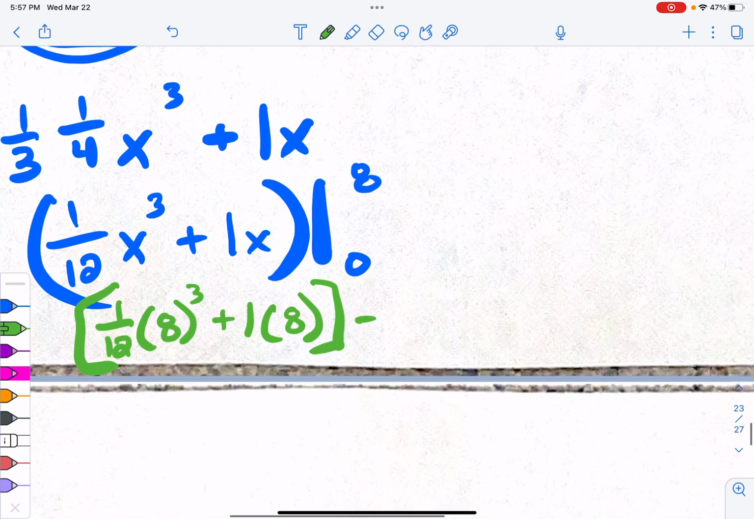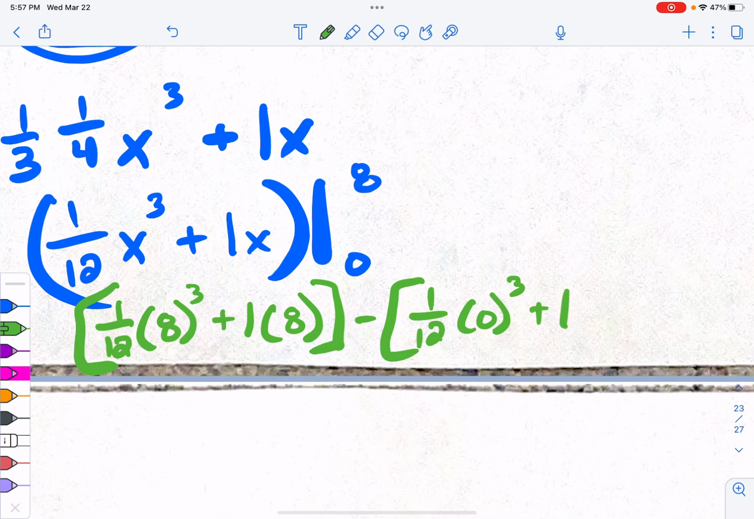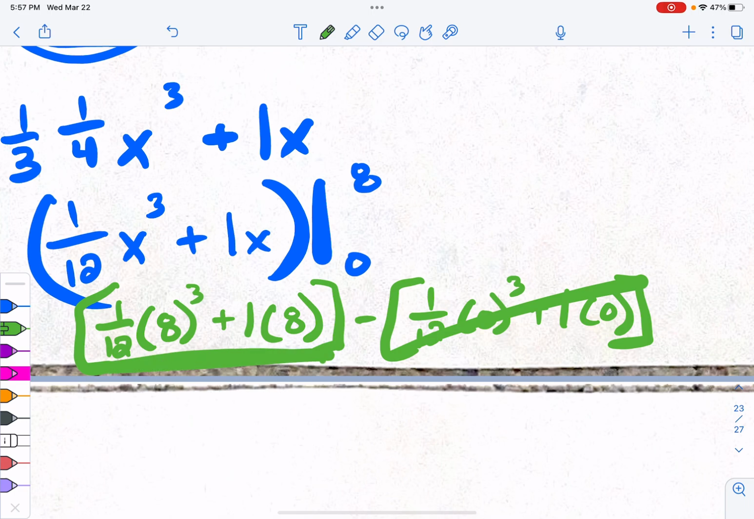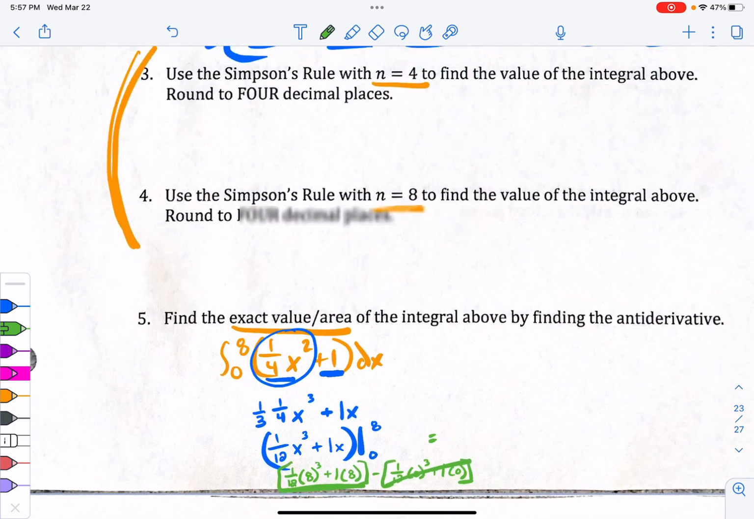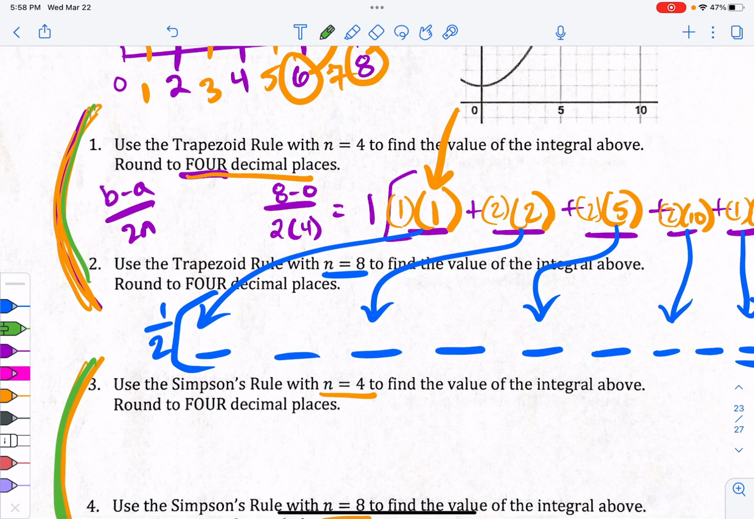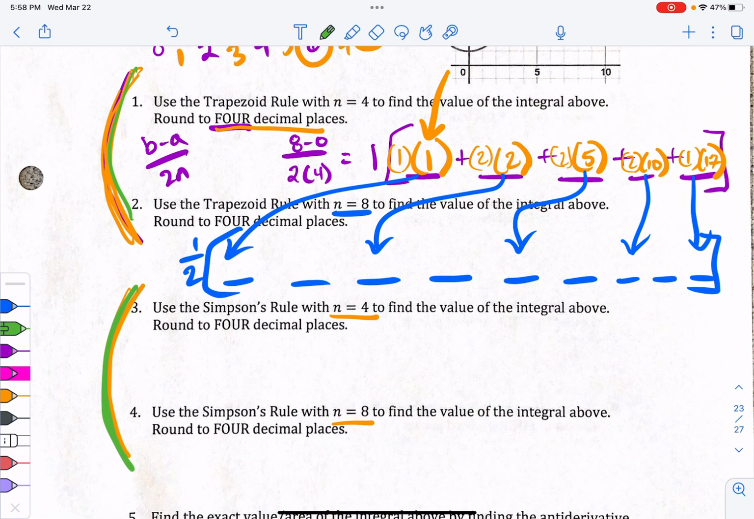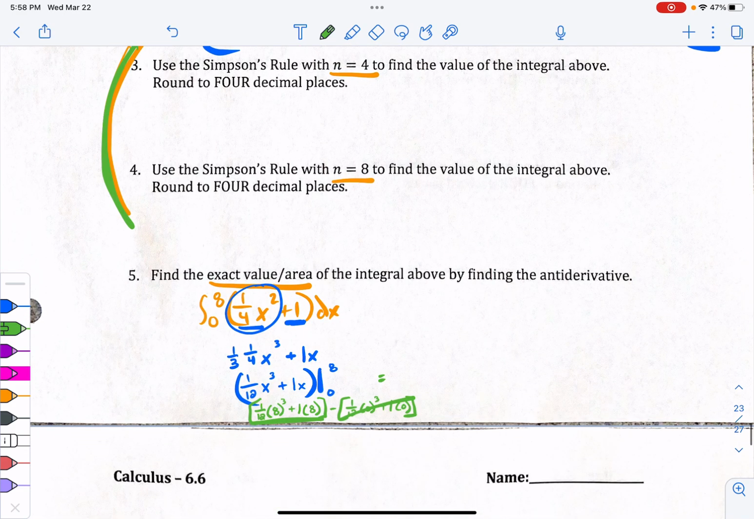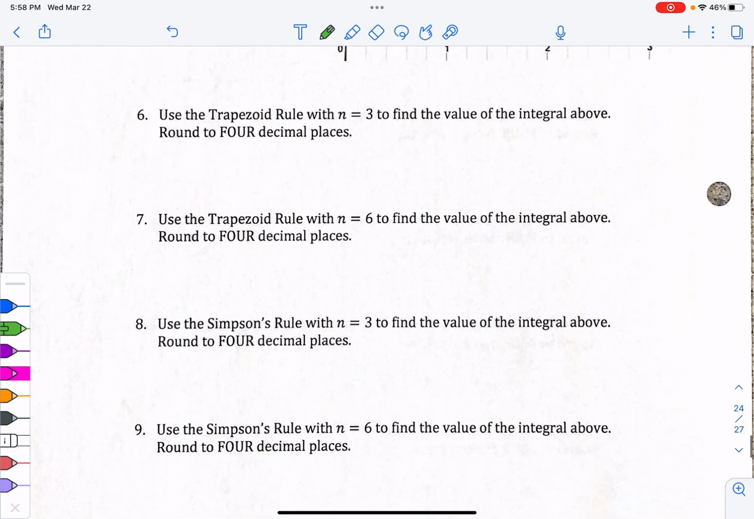Now, if I plug in 0, some of you probably already know what's going to happen. Plugging 0 in, plus 1 times 0, that is gone. The 0 makes it go away. So all you would have to calculate is this guy, and that would give you what the exact area is, okay? So you can kind of guesstimate: your 3 and 4 should be somewhere close to that, maybe not exactly that, and 1 and 2 should be close to that, but probably not exactly that, okay? As soon as you find out what the exact one is, you can figure out which one was better, Simpson's or trapezoid, okay?